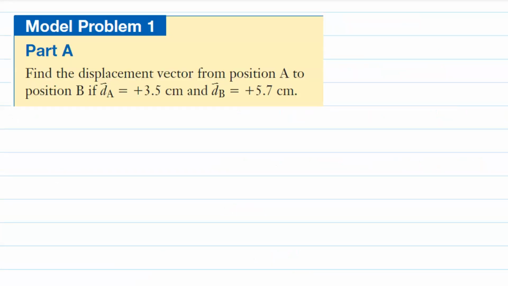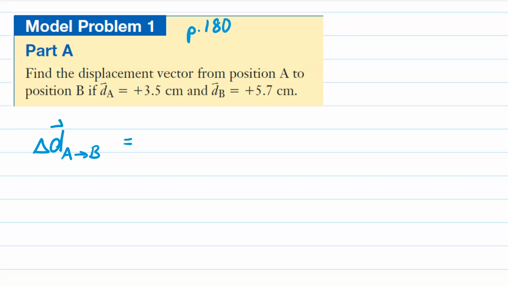So let's look at some examples from your textbook. The ones I'm going to be doing are from Model Problem 1, and these are on page 180 of your text. Part A says, find the displacement vector from position A to position B if position A is 3.5 centimeters and position B is 5.7 centimeters. So you want to figure out the displacement, delta D with the arrow, the change in position, from A to B.